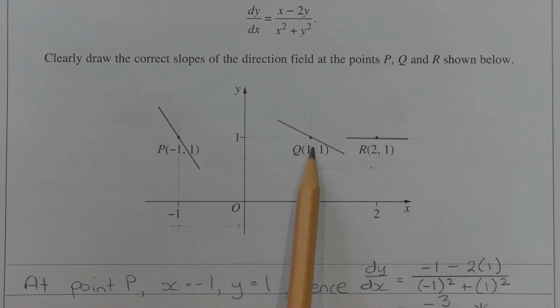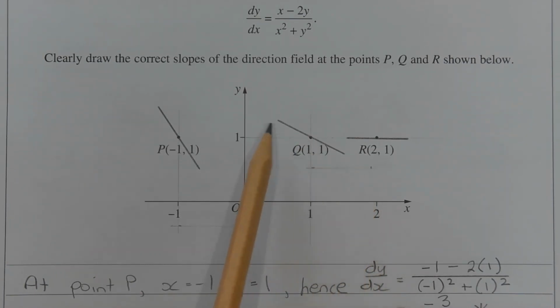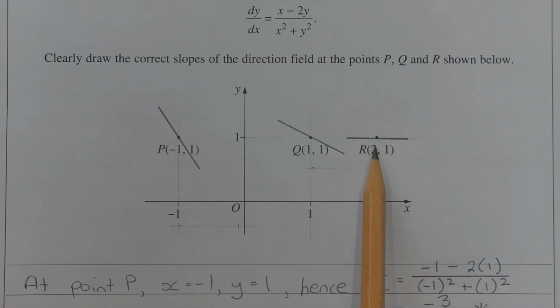Same thing with point Q. The gradient is -1/2, so that's a rise of -1 over a run of 2. And again, I've used some fine guidelines here to sketch this tangent as best as possible to scale. And at point R, the gradient of the tangent is 0, so it's represented here as a horizontal tangent.